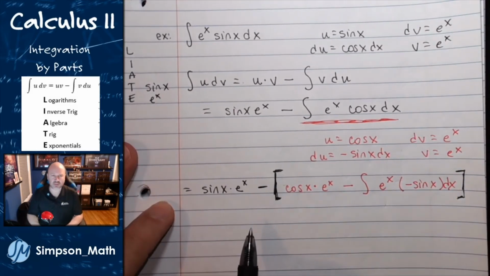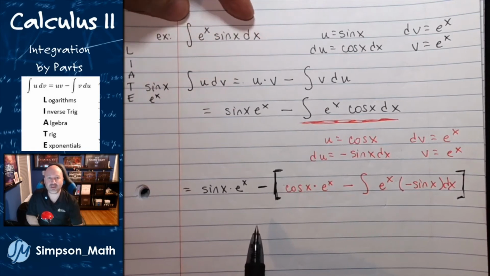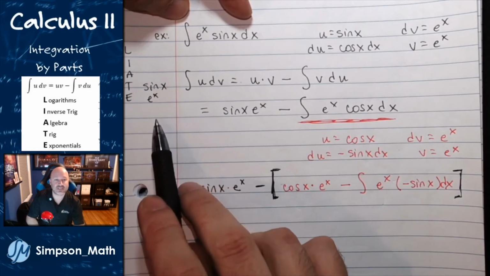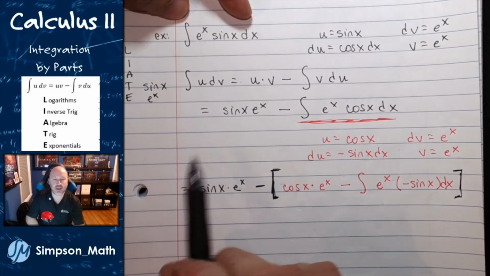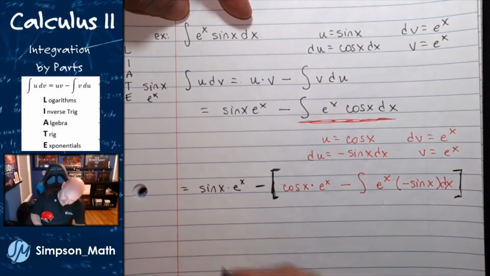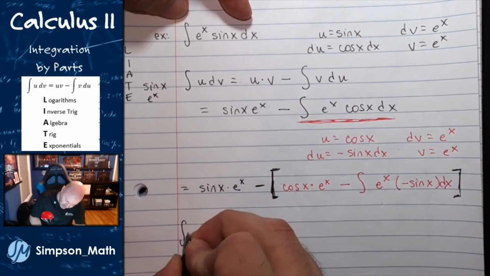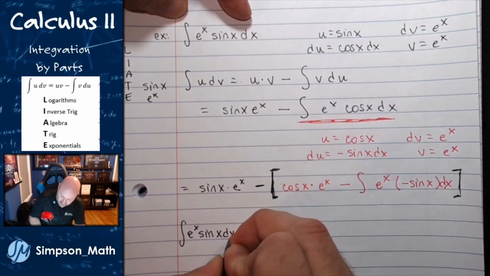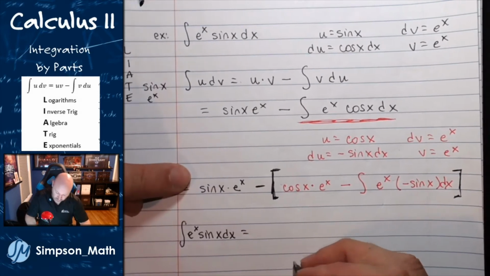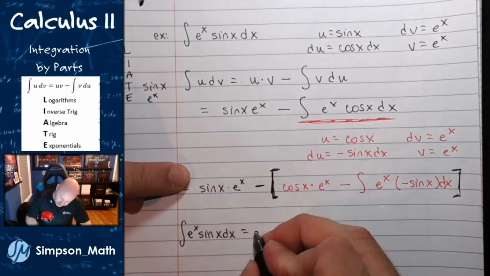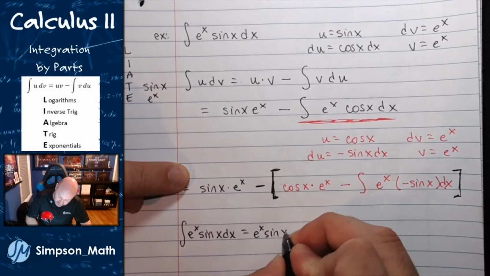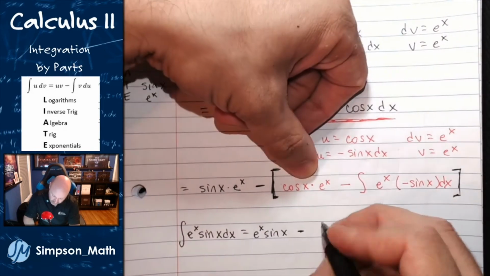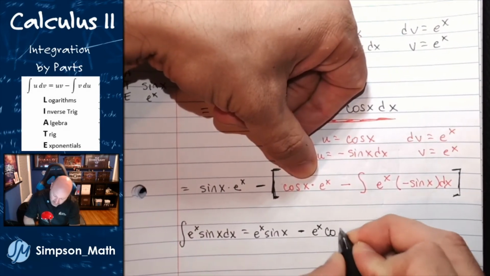In fact, to help us see what's going on, I'm going to rewrite my problem. So remember, that was the left-hand side of this equation. I kind of stopped writing it, but that was my original thing. I'm going to write that down again. The integral of e to the x sine x with respect to x is equal to, I'll write this out front, e to the x times sine of x minus this thing, which I'll call e to the x cosine of x.